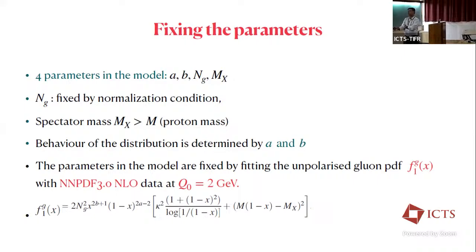So that you get from the normalization of the distributions. And for the stability of that model, you require that the spectator mass Mx has to be greater than the proton mass, so that this spectator and gluon state does not decay into the proton. And so basically the behavior of the distributions is actually determined by these 2 parameters A and B. And these parameters are fitted by the unpolarized gluon PDF that we take from NNPDF 3.0 NLO data.